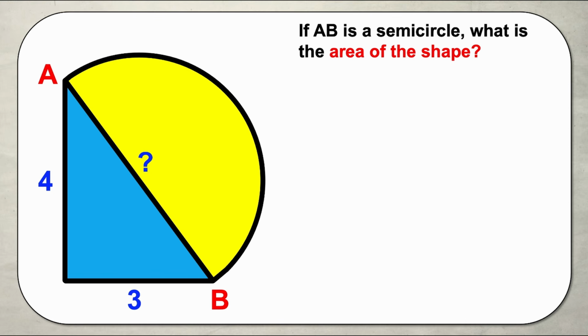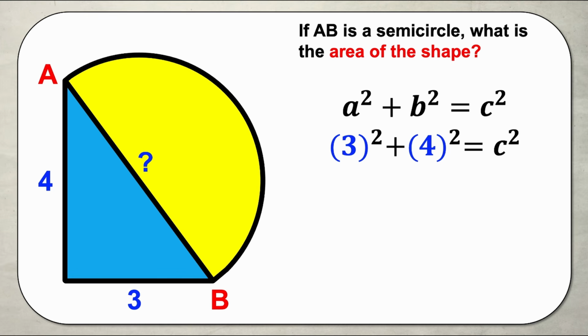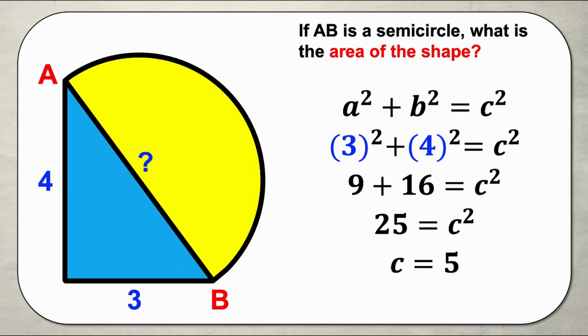Now, since the blue triangle is a right triangle, we can use the Pythagorean theorem, a squared plus b squared equals c squared. Substituting in the values I know for the legs, we get 3 squared plus 4 squared equals c squared, 9 plus 16 is c squared, and finally 25 is c squared. To get that length, we need to square root both sides, and that means that c is equal to 5. And so I'm going to substitute in that as my known value.